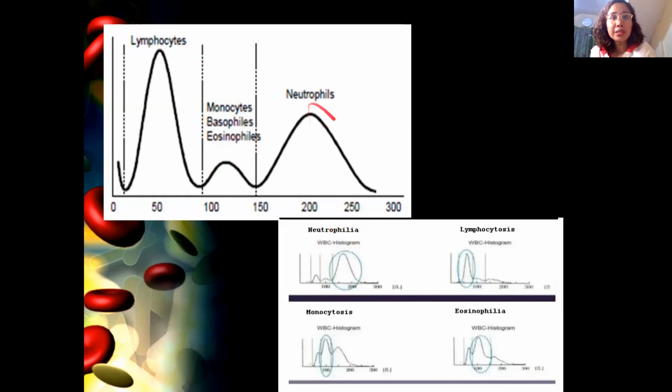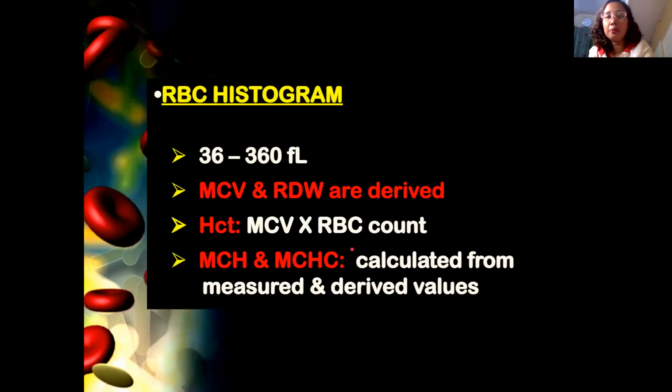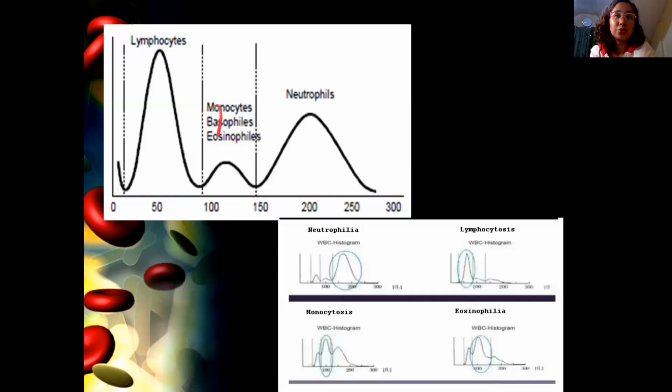So expect a spike in this area. There is lymphocytosis, so the lymphocytes are high. They look similar. Monocytosis, it is high in the middle. Eosinophilia is also high in the middle. So by looking at the histogram, it could give you markers if there is an increase or decrease in the blood cells.